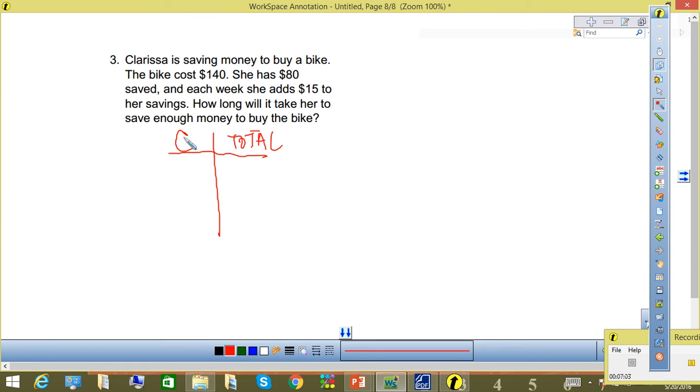So how much total money does she need to save? 140, okay? And then it says she has saved already how much? So how can we write that here? Plus 80, that is correct. And then let's see her rate. Each week she adds $15 to her savings. Do we know how many weeks she's going to save? So how can we write that?